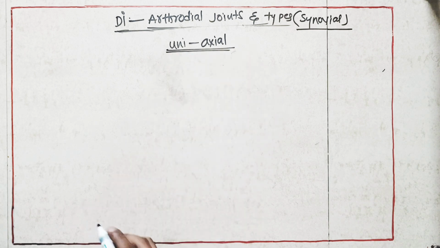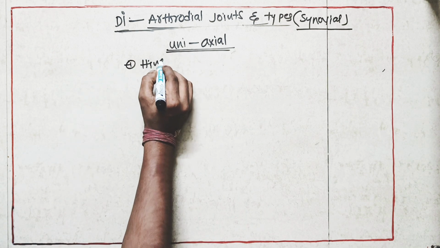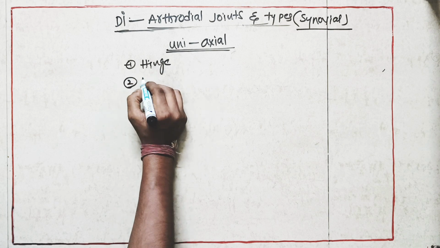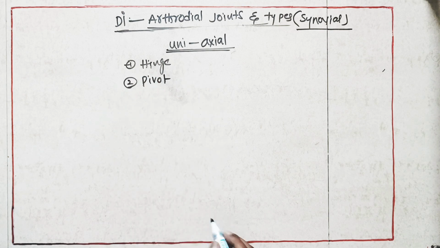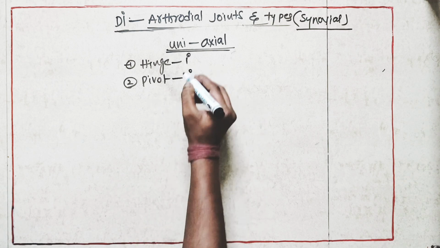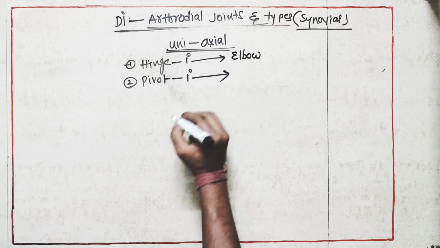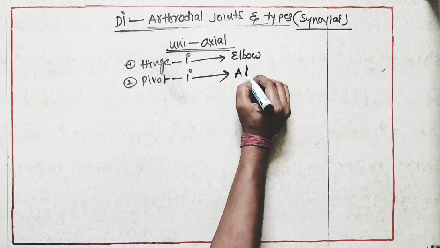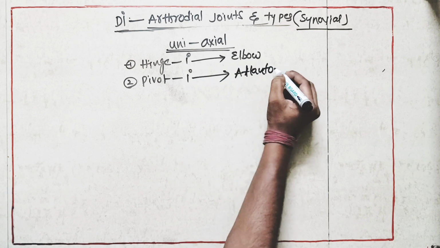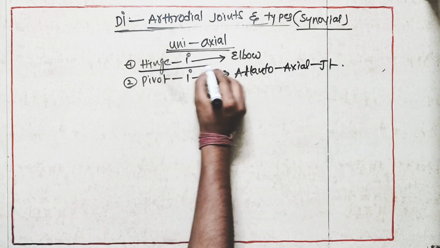In uniaxial joints, we have two types of examples. First, hinge joint. Second, pivot joint. The hinge joint is 1 degree of freedom; the pivot joint is also 1 degree of freedom. For the hinge joint, the elbow joint is an example. For the pivot joint, the atlantoaxial joint is the example.